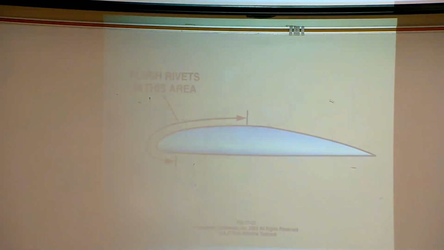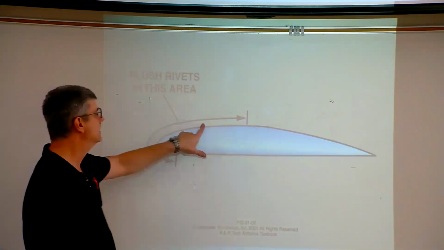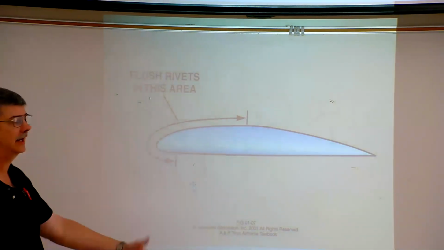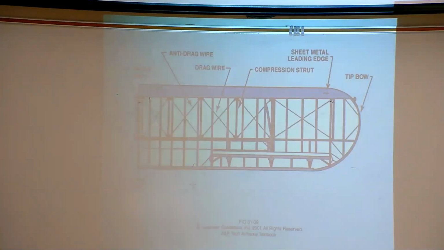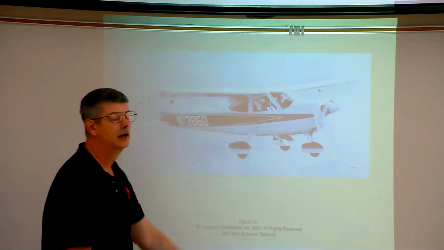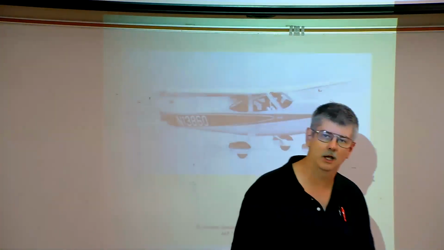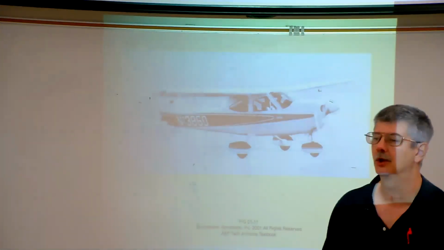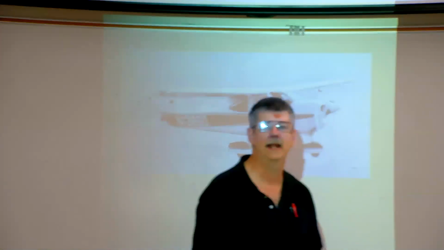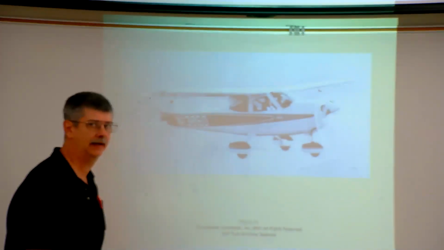All right, so flush rivets in this area, because any protrusions in that could actually cause a stall. As far as this part goes, not too much. Keep in mind, what is the name of a wing that has no external bracing? And the answer to that is a cantilever wing, okay?